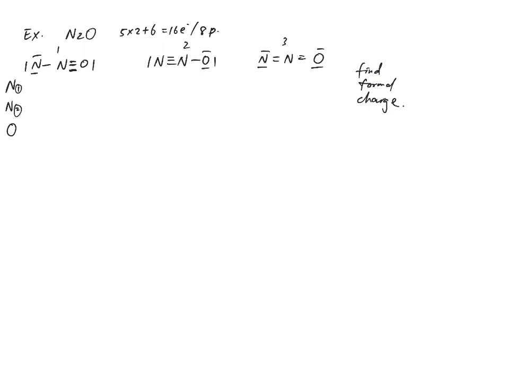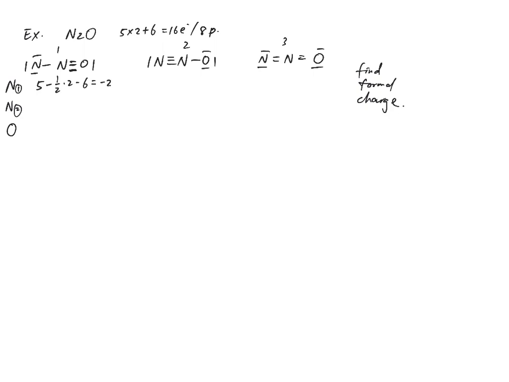Nitrogen 1 in the first Lewis structure, remember formal charge equals the number of valence electrons in the neutral element minus 1/2 of the bonding electrons. This guy has 1 pair of electrons, 2 bonding electrons, and minus the total of non-bonding electrons, and this nitrogen here has 6 non-bonding electrons, so a total of 5 minus 1 minus 6, 5 minus 7, negative 2.